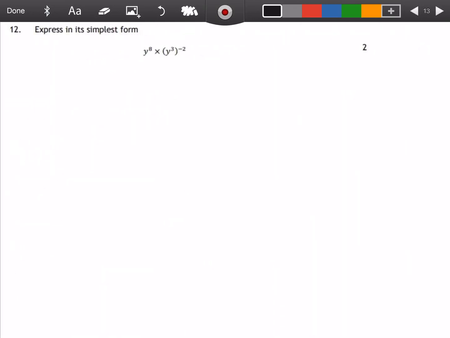Okay. Nearly there. I know this is a long one. Express in its simplest form. This is indices. So first rule of indices we're going to do here is we're going to tidy this wee bit up here. What happens when you do y cubed to the power -2? What happens with the indices? You multiply them. y to the power -6, because 3 times -2 is -6.